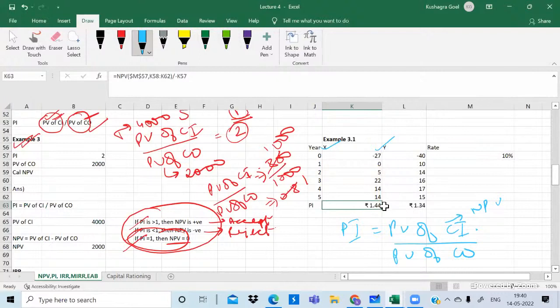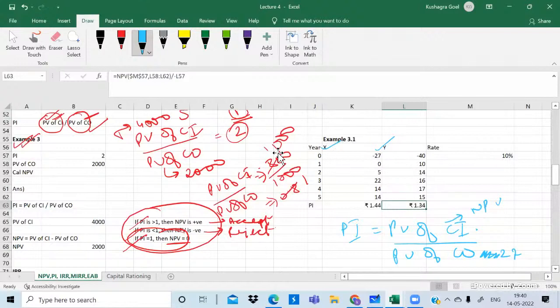So again, when you're calculating your profitability index, please don't write minus 27 over here, because I'm taking the present value of cash outflow. So ignore the sign over here. So just ignore it and just write 27. So denominator, I'll write 27. Numerator will be the present value of all of this. You'll get your profitability index as 1.44. Here it is 1.34. So on the basis of profitability index, X is better compared to Y.